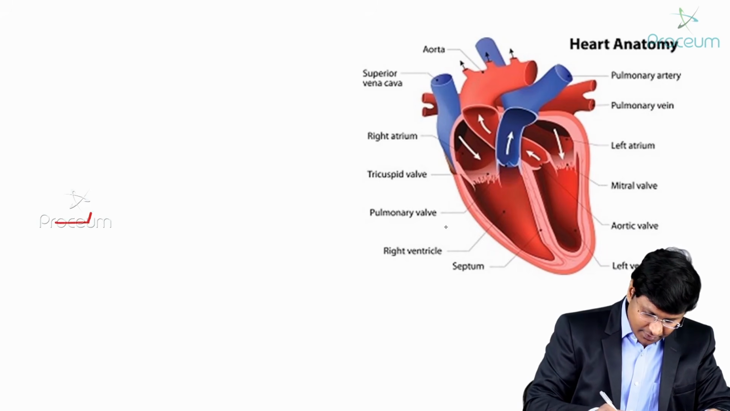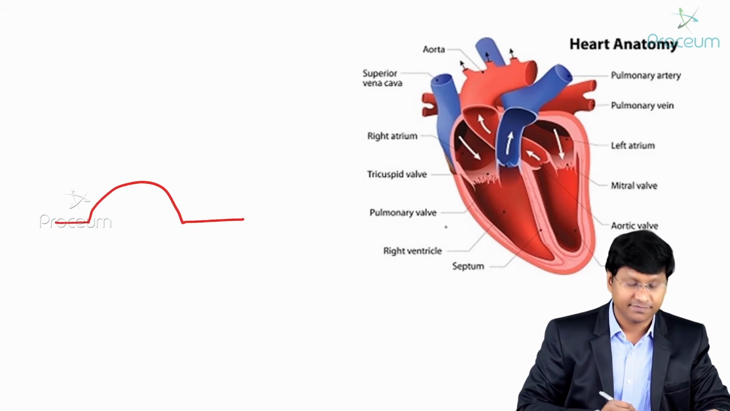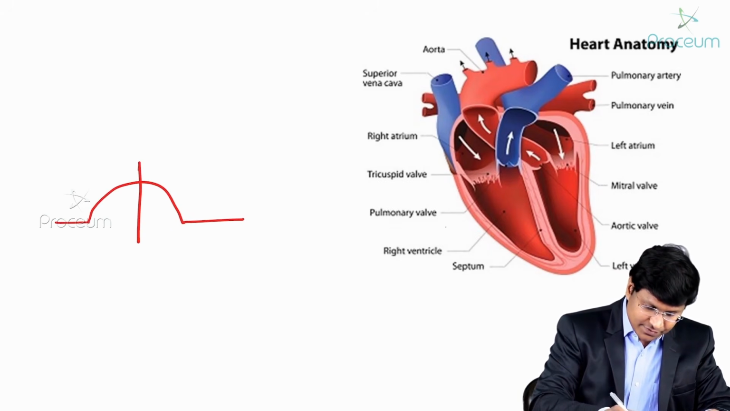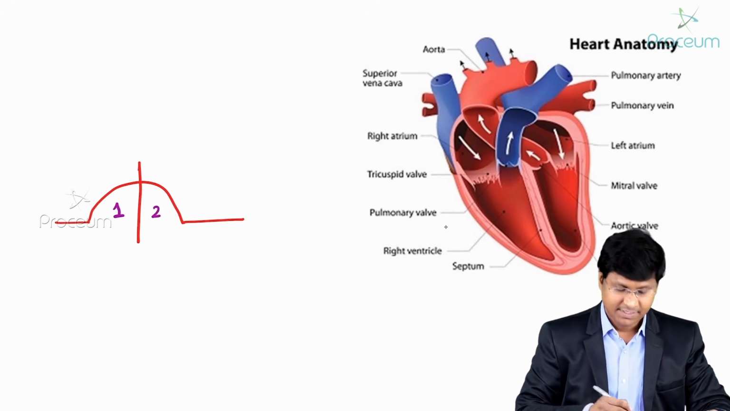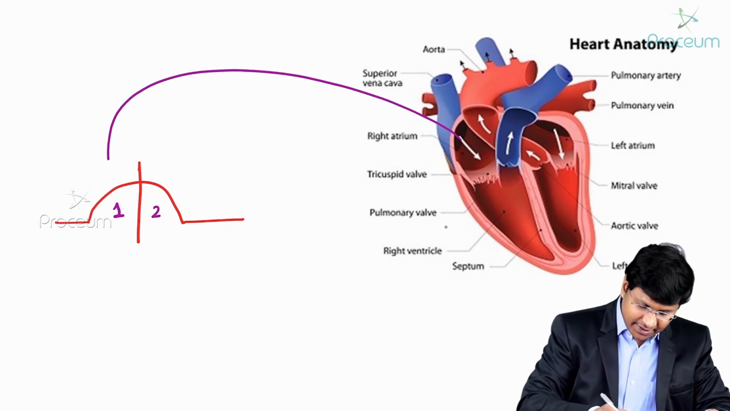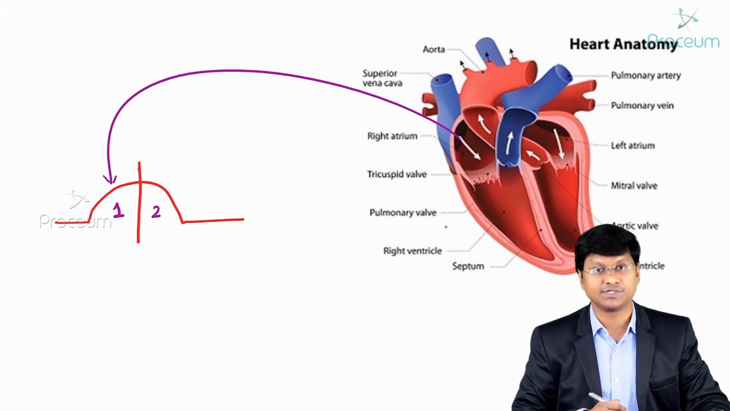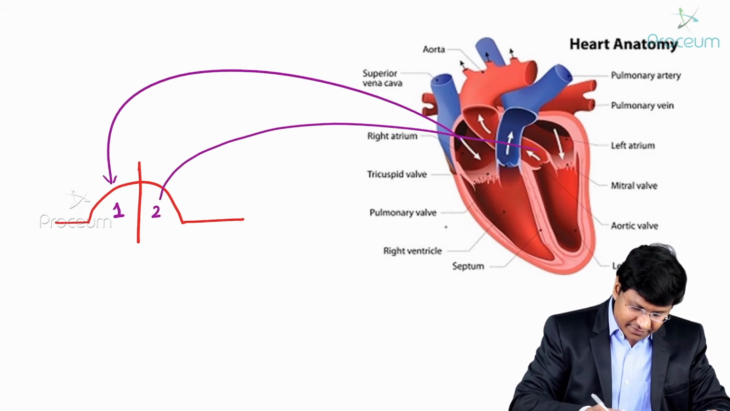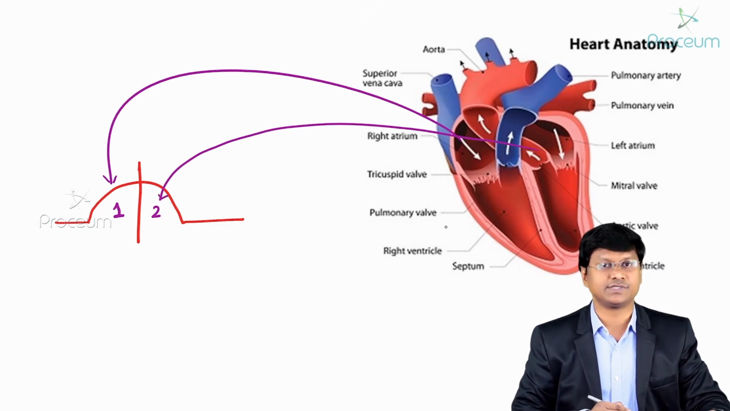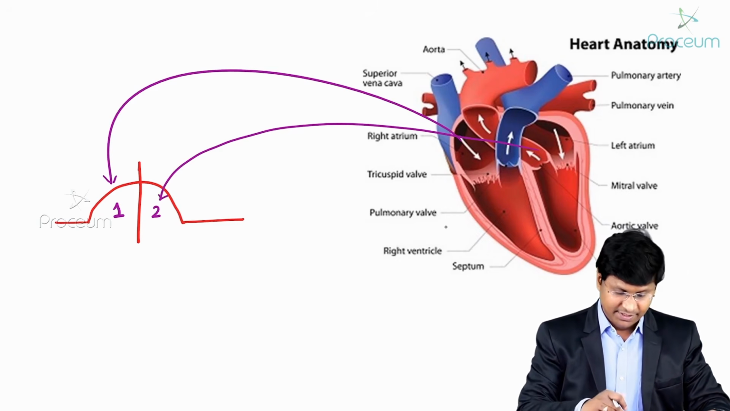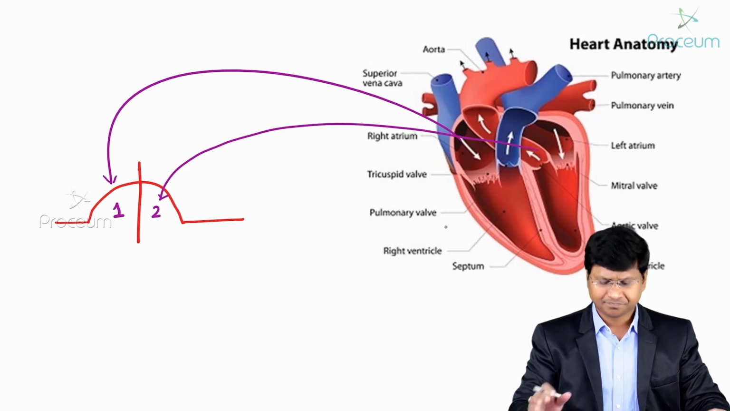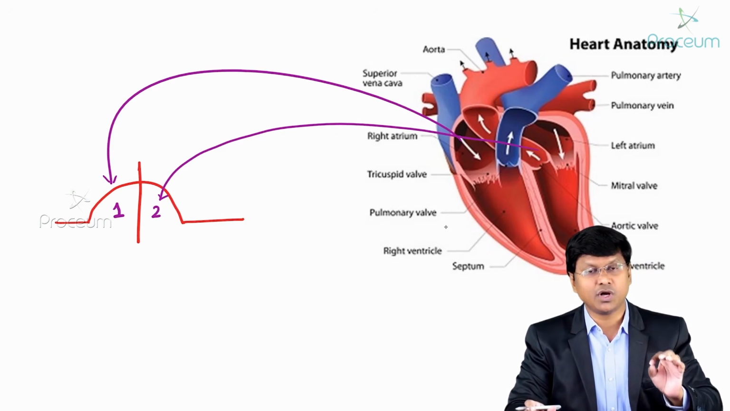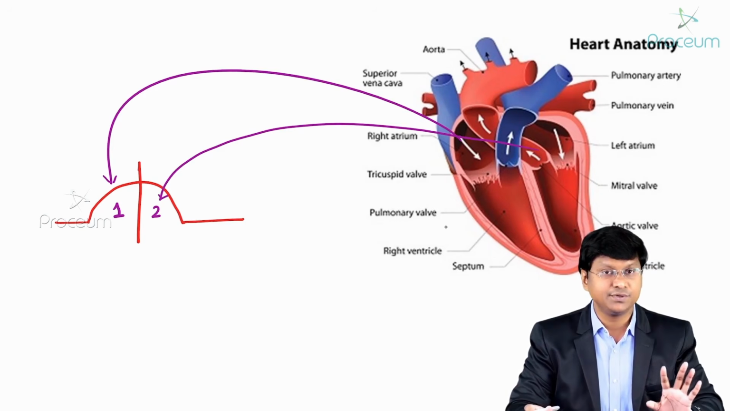But if you take this as the P wave, it has two halves, the first half and the second half. The first half of the P wave is due to right atrial depolarization, and the second half of the P wave is due to left atrial depolarization, right? So the first half is right atrial depolarization and the second half is left atrial depolarization.